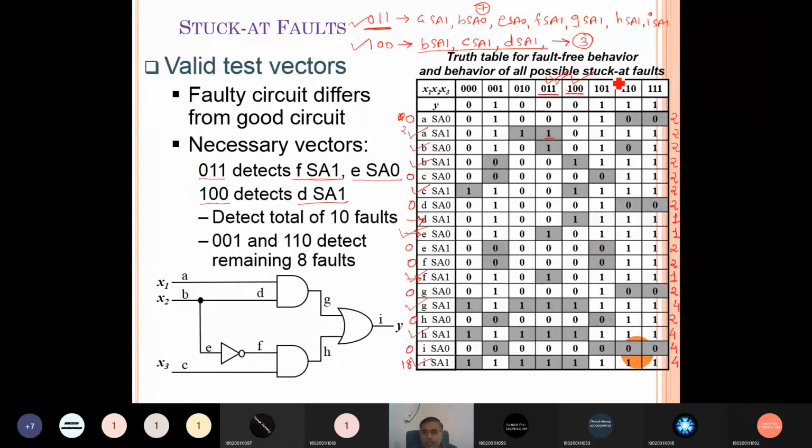Now after choosing the 100 or 111, it will make this one detected, it will make this one detected, and it will make this one detected. Now we have to see which are the undetected. So this is undetected, H stuck at 0, another undetected fault. Okay.